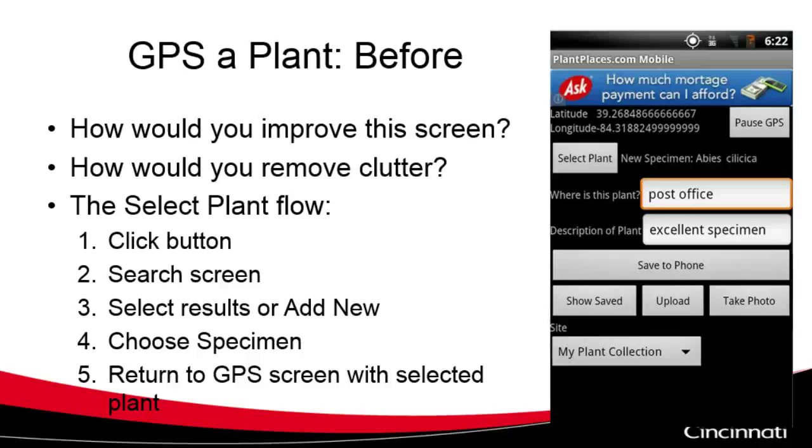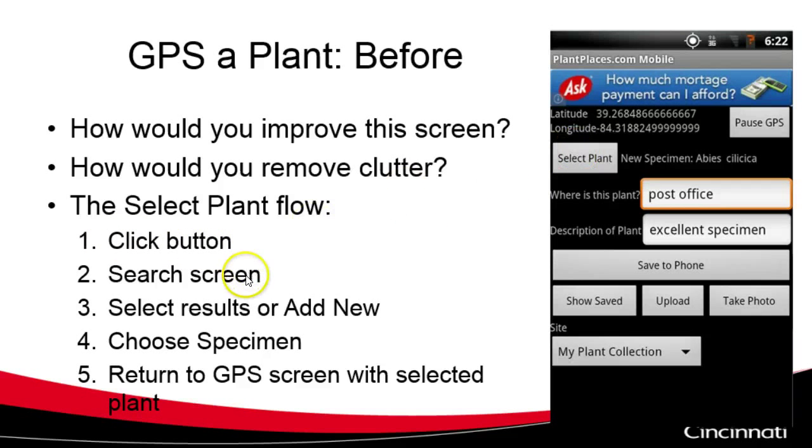Look at all of these buttons. Which buttons do we need? Which buttons could we do away with? So we have latitude and longitude, which is talking about a specimen of a plant, a specific specimen. We have select a plant, which is the scientific definition of a plant. For select a plant, we have to go through this sequence.